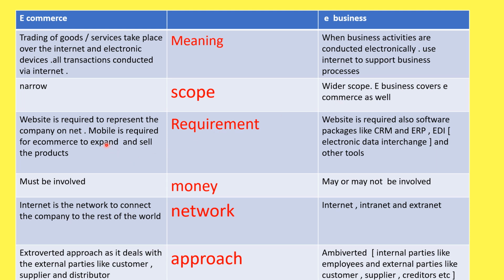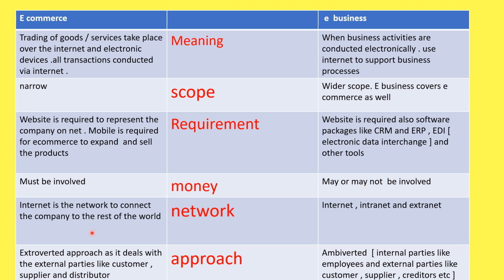Now, requirement. E-commerce requires only one website to represent the company on the internet, because e-commerce says the trading will be done electronically. You may even need a mobile for e-commerce to expand and sell your products. But when you talk of e-business, a website is no doubt required. You also require software packages, CRM, ERP or EDI, which means electronic data interchange, and you need other tools for e-business as well. Money has to be involved in e-commerce, and money may or may not be involved in e-business. When you are talking to employees, you don't need money. Just the conversation doesn't need money, but every conversation is done through the internet electronically.